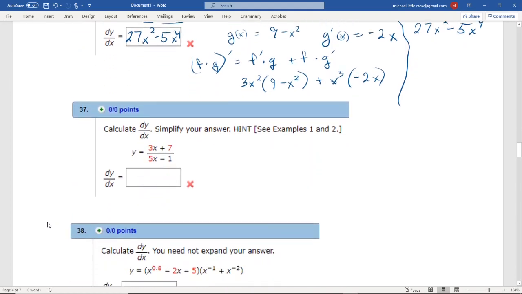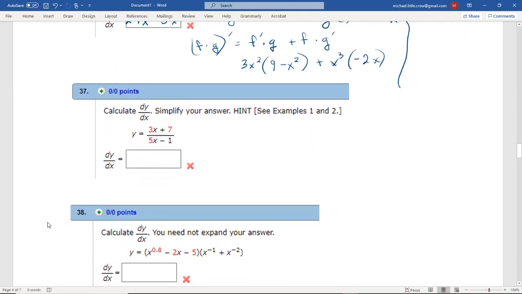Okay, 37. This is going to be a quotient rule. And so we've got a numerator over a denominator. The numerator is 3x plus 7. The derivative of the numerator will be just 3. The denominator is 5x minus 1. The derivative of the denominator is just going to be 5.